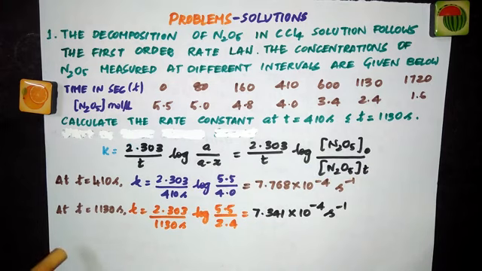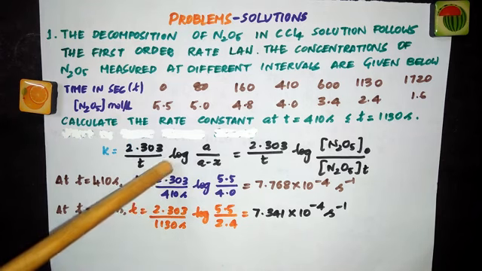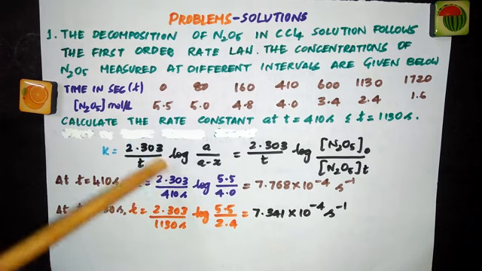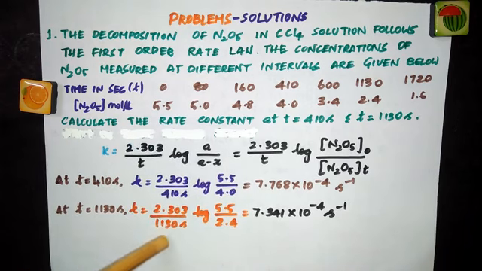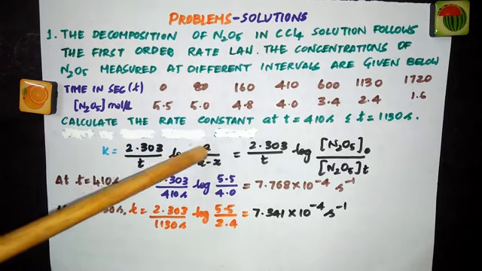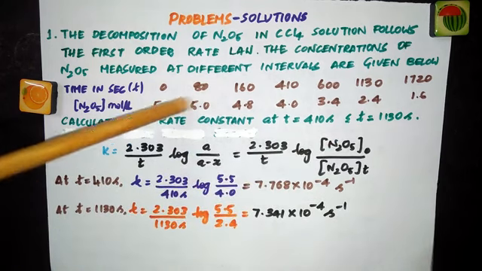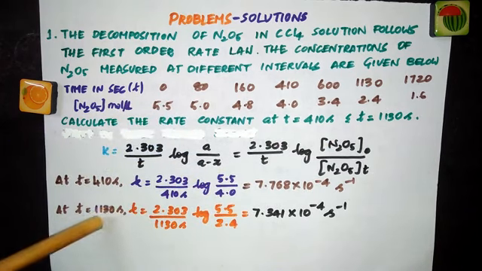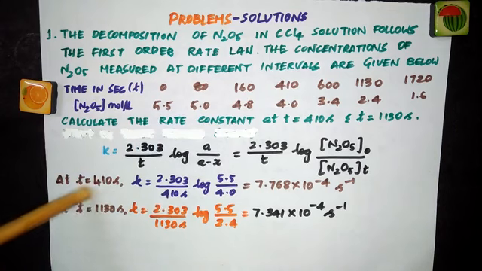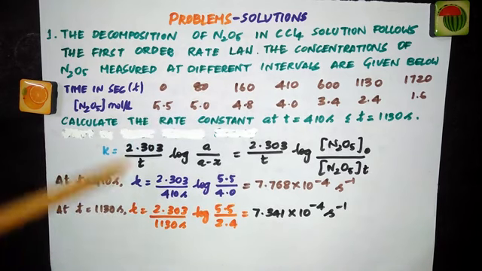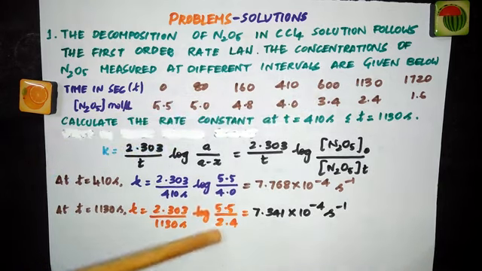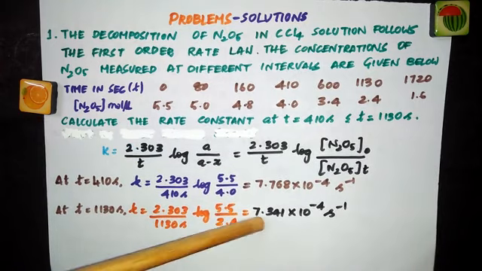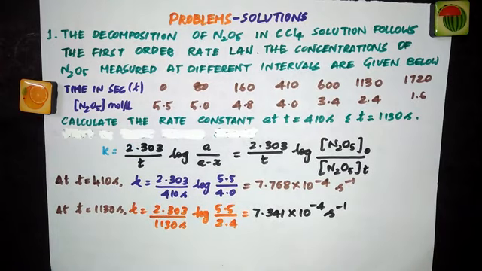Now the next calculation. At t equal to 1130 seconds, K is equal to 2.303 divided by, instead of t, what are you going to put? 1130 seconds, log a, the initial concentration of N2O5, which is 5.5, divided by a minus x. So what is the amount of N2O5 when t is equal to 1130 seconds? It is 2.4. So put that 2.4 here and do the calculation. You're getting 7.341 into 10 to the power minus 4 second inverse.